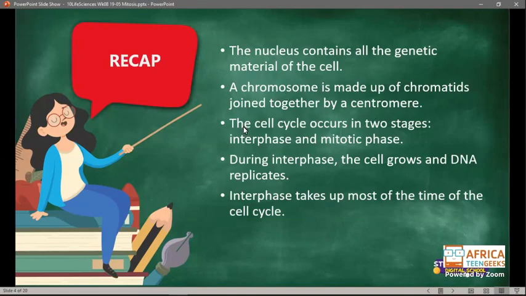All right. Then we also talked about the cell cycle, and we said it occurs in 2 stages, which is the interphase and the mitotic phase. So we only dealt with the interphase yesterday. Hence today we are continuing with mitosis, or rather the mitotic phase. So during interphase, the cell grows and DNA duplicates or replicates. And we saw from a diagram that interphase takes up most of the time of the cell cycle. So that is what we did yesterday, in our previous lesson.